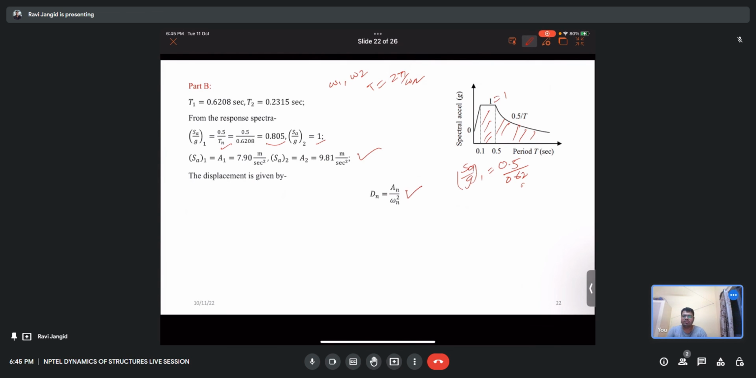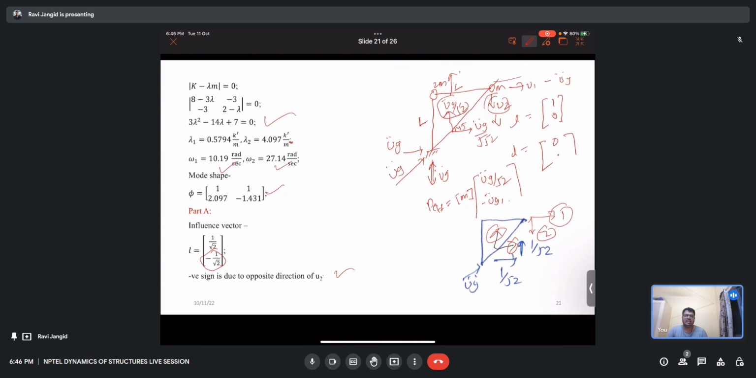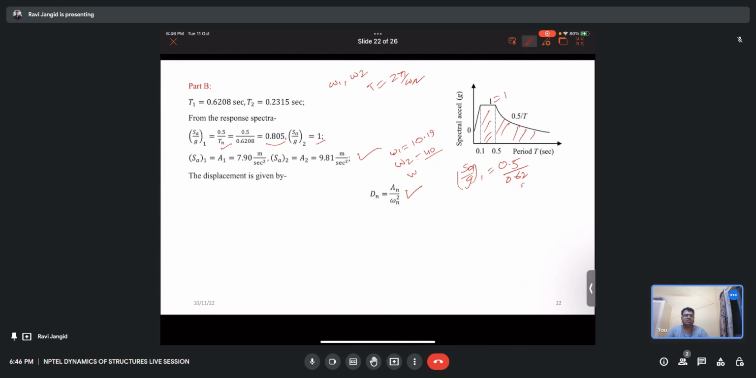So omega n, I know from before: omega 1 was 10.19, and omega 2, let us find out what it was, 27.14. This way you can calculate your d1 and d2, which come out to 0.07714 and 0.0133. So after getting d1 and d2, you first need to find out the modal participation factor.